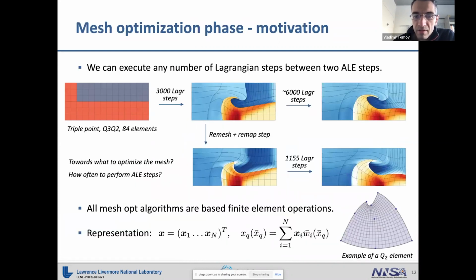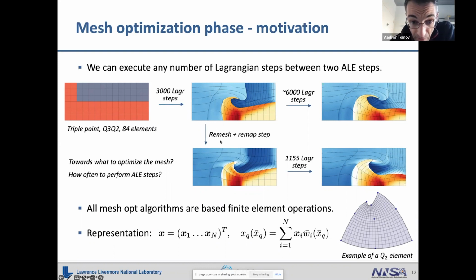All right, let's move to mesh optimization now. As I showed, we can run Lagrangian for a long time, but at some point you need to do mesh optimization, either because the problem does not allow to run Lagrangian, or you just want to improve the time step. Here an example, we start with this. We do 3,000 Lagrangian steps. We end up at a solution like this. And if we keep running Lagrangian, we reach final time after around 6,000 steps.